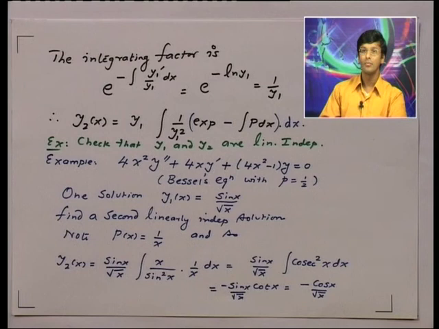Minus p(x). Yes. So there is a 1 over x, right? And so the integral of 1 over x is log x. So when you put the minus sign, you get e to the power minus log x. So again, it becomes 1 over x. Correct?